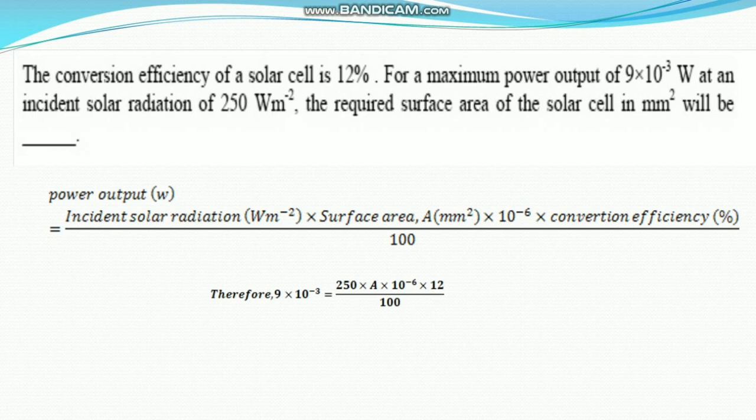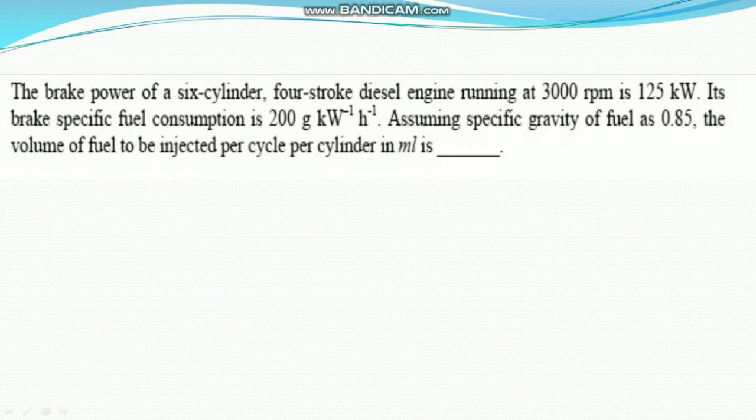Power output is given as 9 into 10 to the minus 3 watt. 250 is the incident solar radiation, watt per meter square, and the area you have to calculate in millimeter square. 10 to the minus 6 is for converting meter square to millimeter square. Into 12, the conversion efficiency, divided by 100. Therefore, the area of the solar cell will be 300 millimeter square. Therefore, the answer is 300.